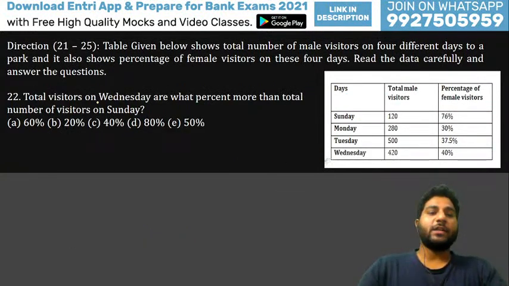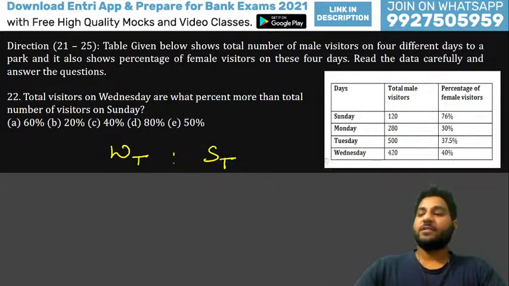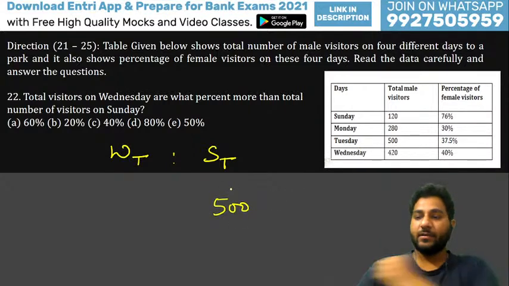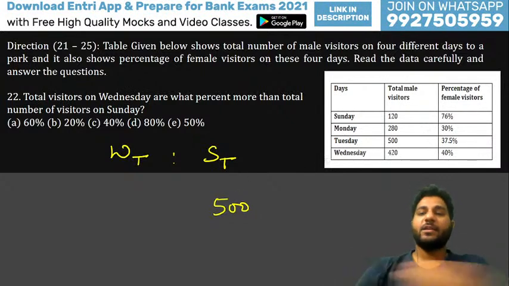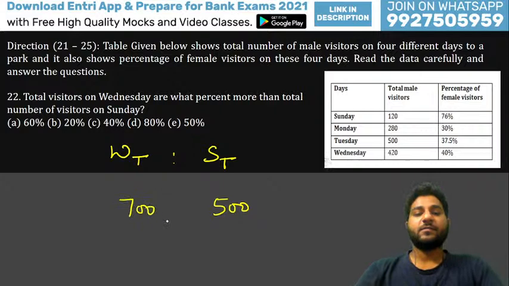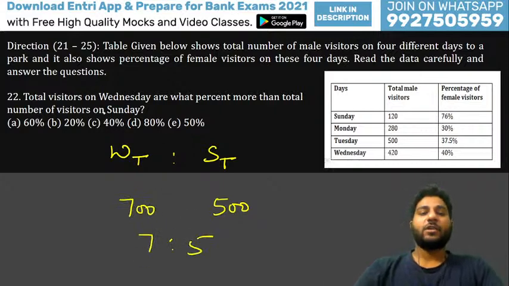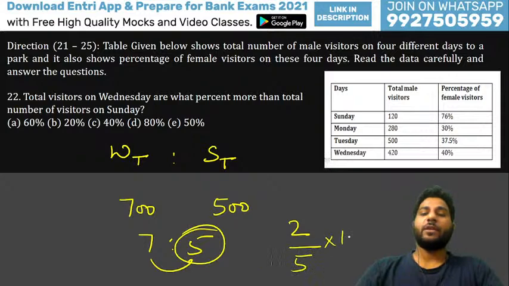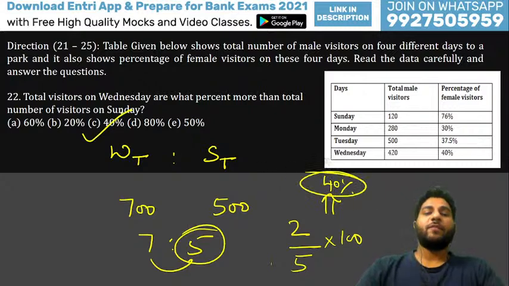Now, total visitors on Wednesday are what percent more than the total number of visitors on Sunday? Look at this. Sunday you are going to get 500 visitors total, and on Wednesday you are going to get 700 visitors. That means the ratio will become 7:5. So clearly on Wednesday you were 2 ratio more than Sunday's visitors. Sunday's visitors were 5, so if you multiply it with 100 you get the value as 40%. So we have figured out C option is correct.